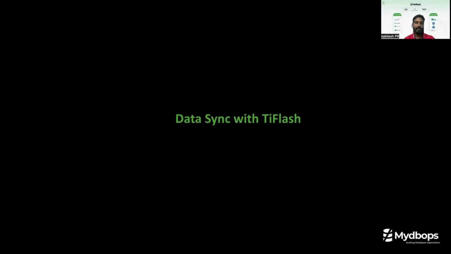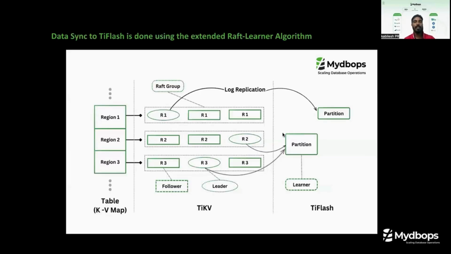Data sync with TiFlash, we just discussed, we'll explain it again. This is how the data is replicated from TiKV to TiFlash in near real time with the replicated log groups with raft. It uses a raft learner algorithm to get the data into its columnar store. It is an extension of the same raft group of TiKV. So the replication lag is very minimal, or you can say it is real time.